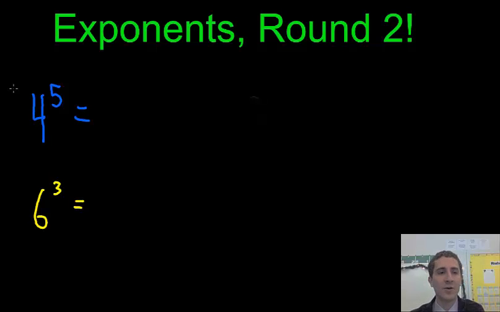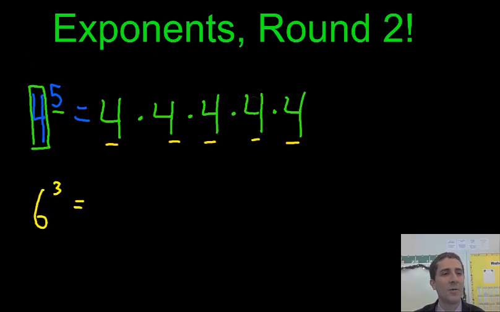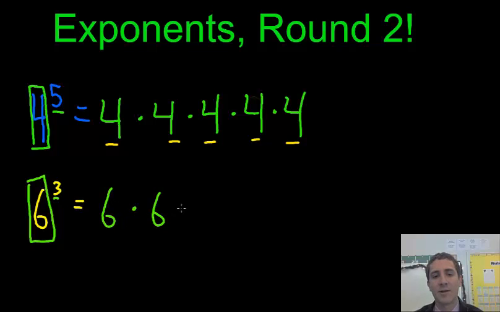Okay, if you did that correctly, on the first one here, you took the 4 and you multiplied it 5 times. So you went 4 times 4 times 4 times 4 times 4. Or 4 multiplied 5 times, as you can see here. 1, 2, 3, 4, 5. On the second one, if you did it correctly, you took the 6 and you multiplied it 3 times. So 6 times 6 times 6.